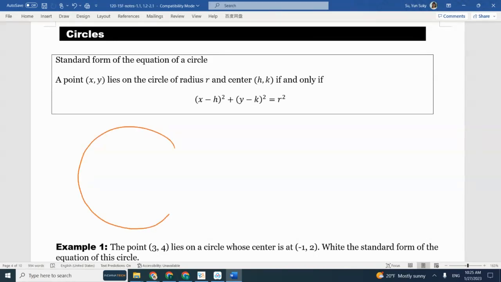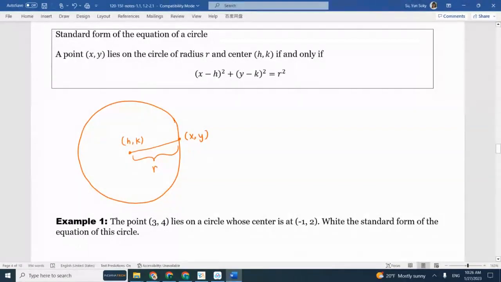Okay, let me draw the picture. This is the center, H, comma, K, and this is the point on the circle, X, Y. The distance here is the radius, R. Okay, so example 1. The point 3, 4 lies on a circle whose center is negative 1, 2. Write down the standard form of the equation of this circle.